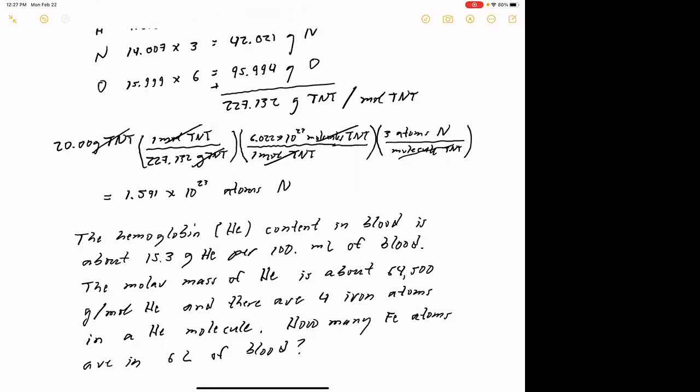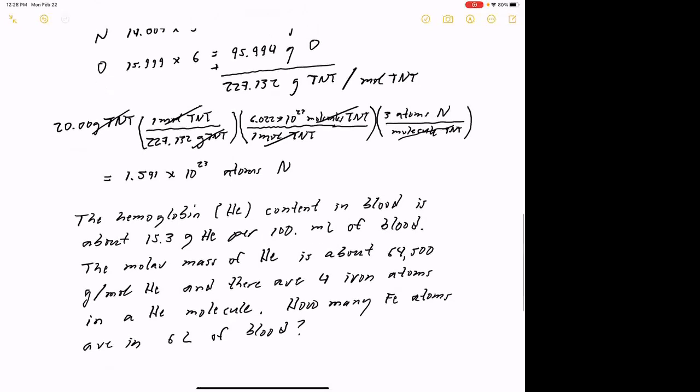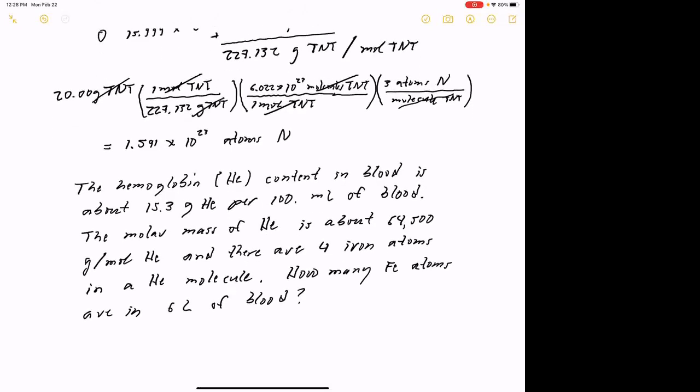The hemoglobin content in blood is about 15.3 grams of hemoglobin per 100 milliliters of blood. That looks like a concentration, doesn't it? Grams per milliliters of blood. I'm telling you how much hemoglobin is in 100 mils of blood. That's a concentration, and that can be a useful conversion factor for us. The molar mass of hemoglobin is about 64,500 grams per mole of hemoglobin. That's the mass per mole of hemoglobin.